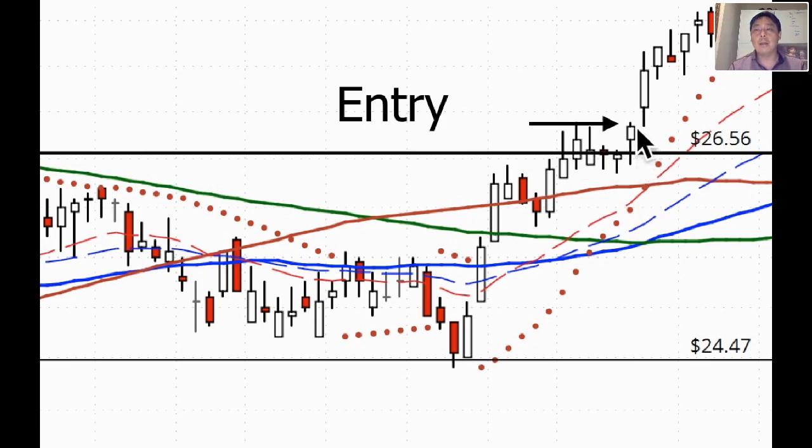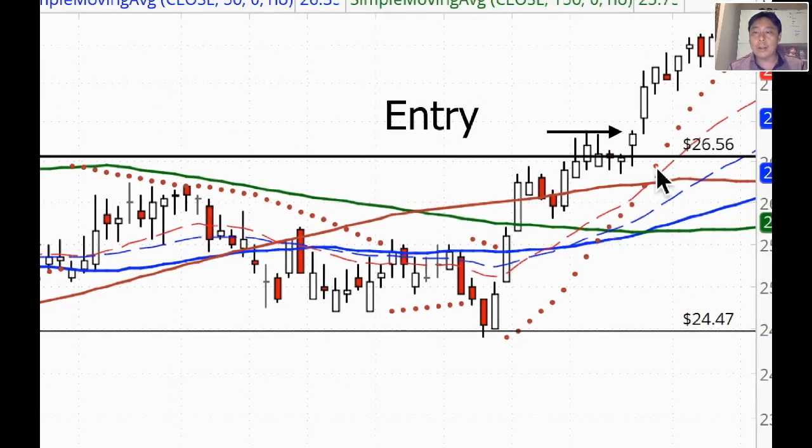All right, so again, at the breakout candle, ensure it is near the 20 moving average. So it's pretty near, that's fine. It's not overextended. The 20 is above the 40, as you can see. 20 moving average above the 40 moving average. So that's a short-term uptrend.